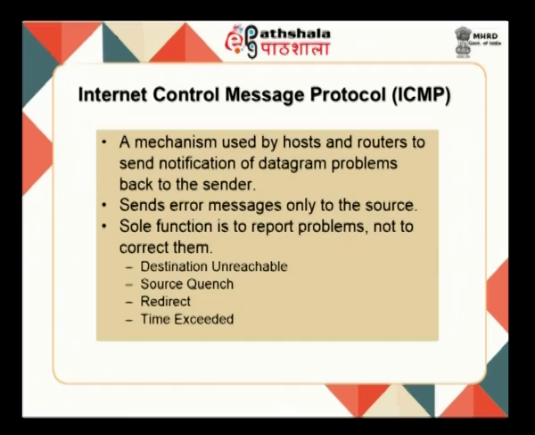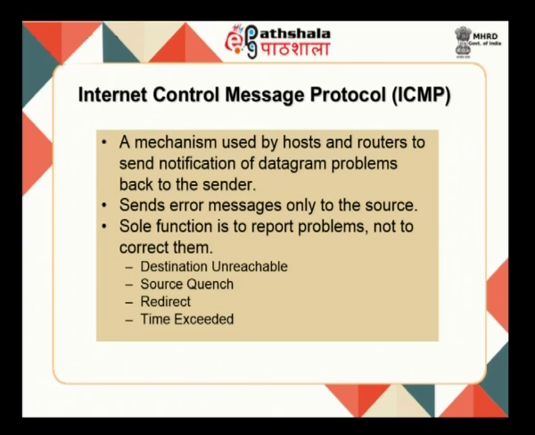Along with the IP protocol, I told you that there are 4 protocols running along with it. One is the Internet Control Message Protocol, ICMP. This is a mechanism used by hosts and routers to send notifications of datagram problems back to the sender. IP does not worry about whether our packet reaches the destination; IP just routes the packets. If there is any problem and the packet could not be delivered to the destination, an error message can be sent to the source, and it is sent only to the source and not to the nearby routers. The sole function of this protocol is to report problems and not to correct them.